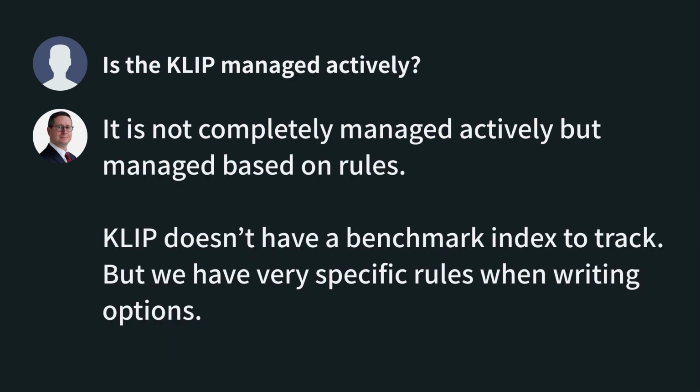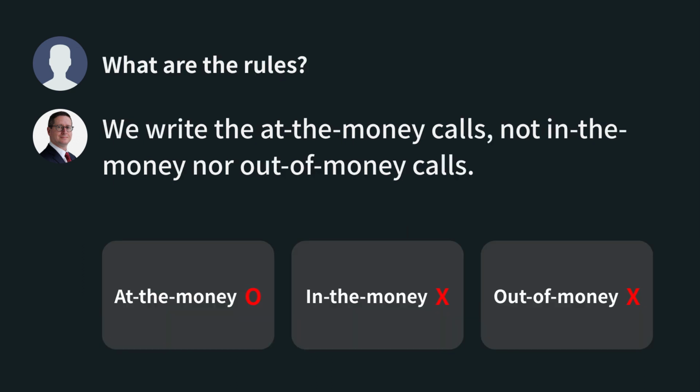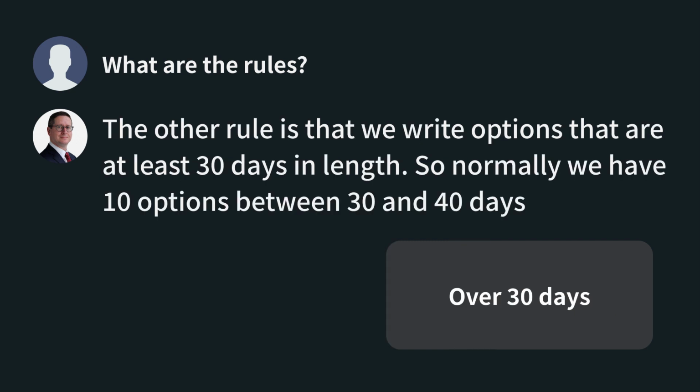Is KLIP managed actively? It is not completely managed actively, but managed based on rules. KLIP doesn't have a benchmark index to track, but we have very specific rules when writing options. What are the rules? We write at-the-money calls, not in-the-money nor out-of-the-money calls. The other rule is that we write options that are at least 30 days in length. So normally we have options between 30 and 40 days.